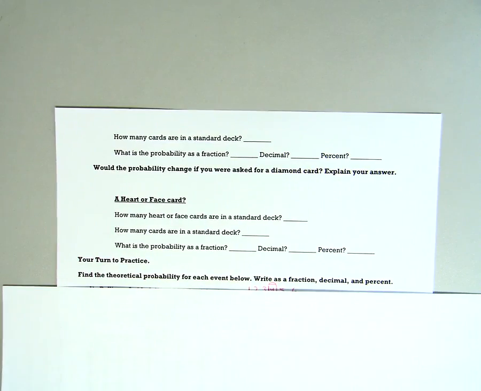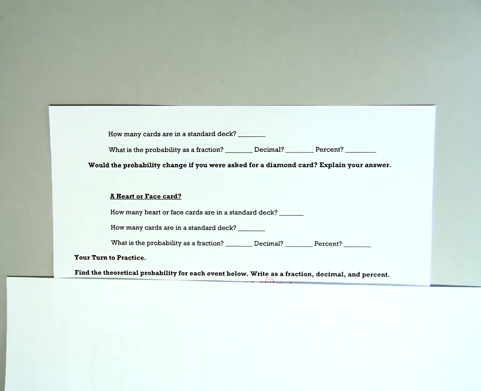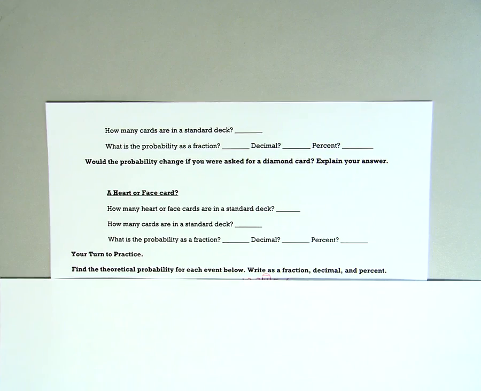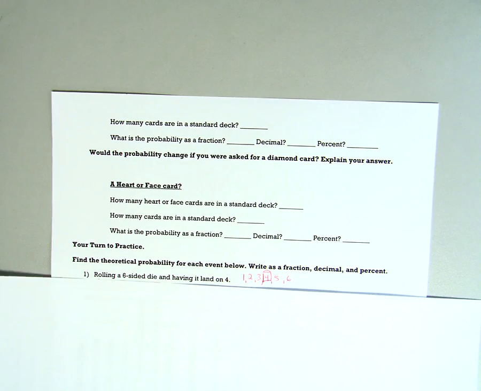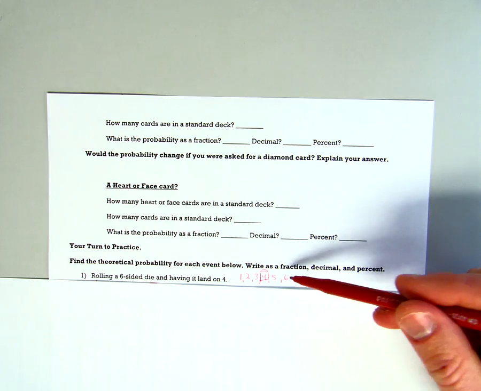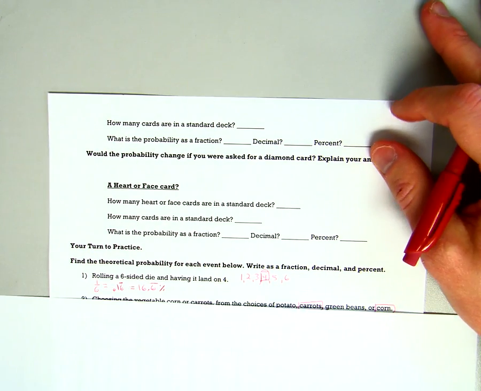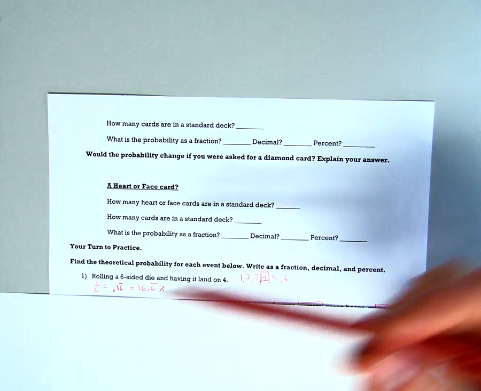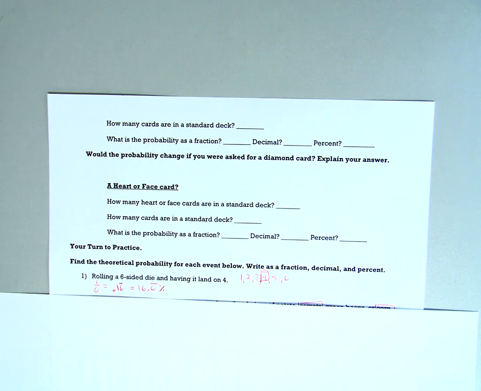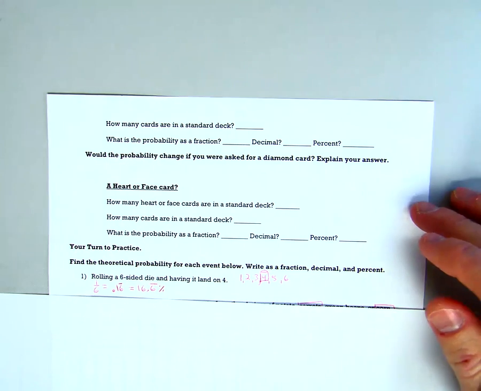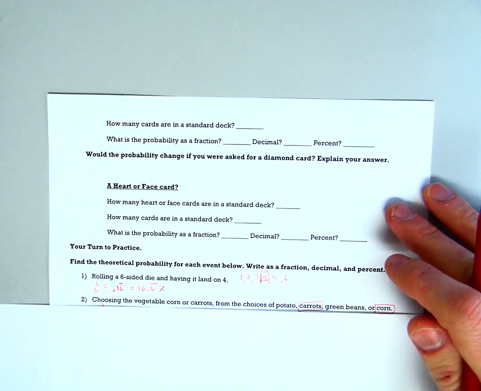So the first one for you is, and you had to make sure too you write it in a fraction, decimal, and percent form. First one was rolling a 6-sided die and having it land on a 4. So if we look at our options, there's 6 options, and for 4 there's 1 option to actually do it. So I have 1 out of 6, which in decimal form is 0.166666. Keeps going on forever to get me a percentage of 16.6%.